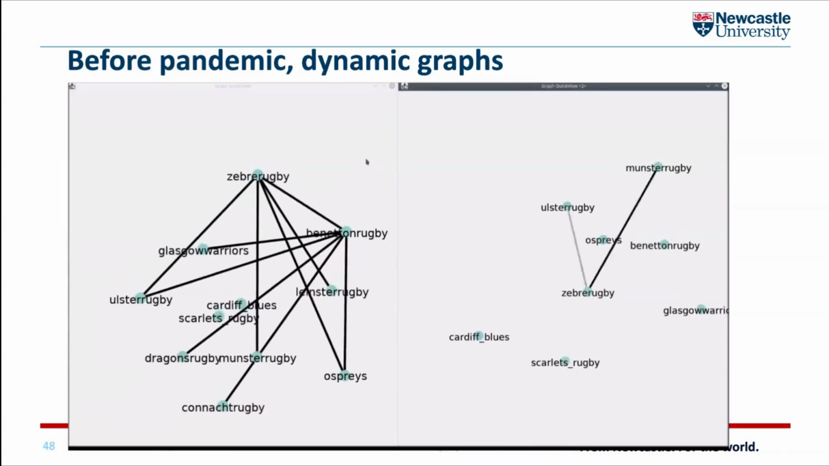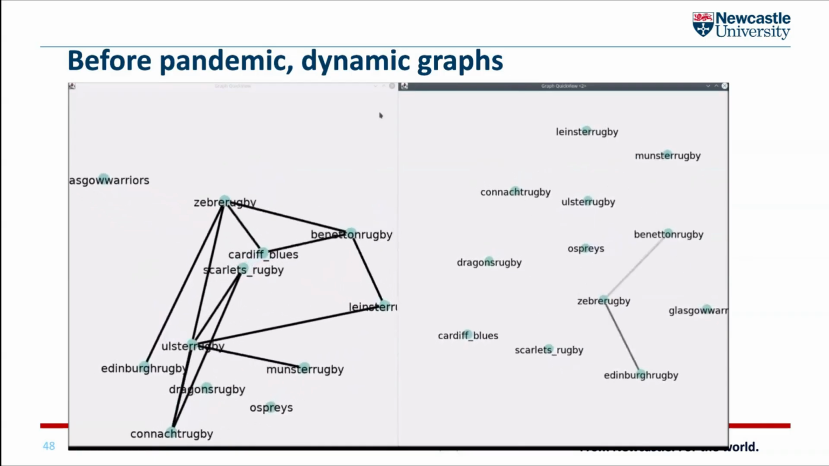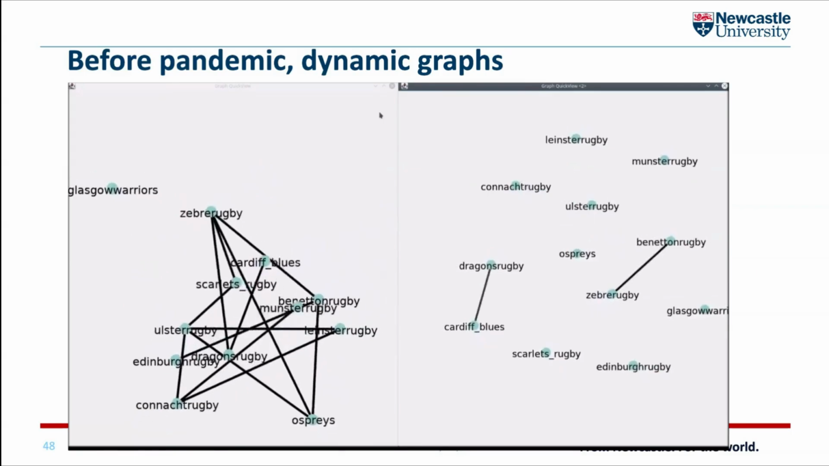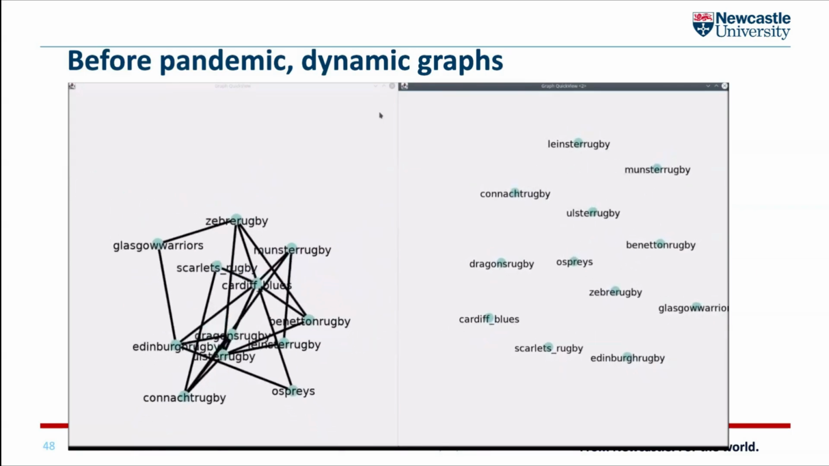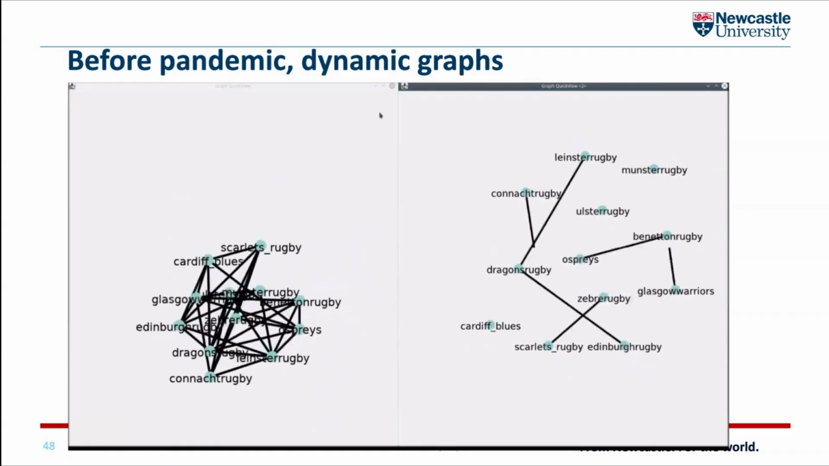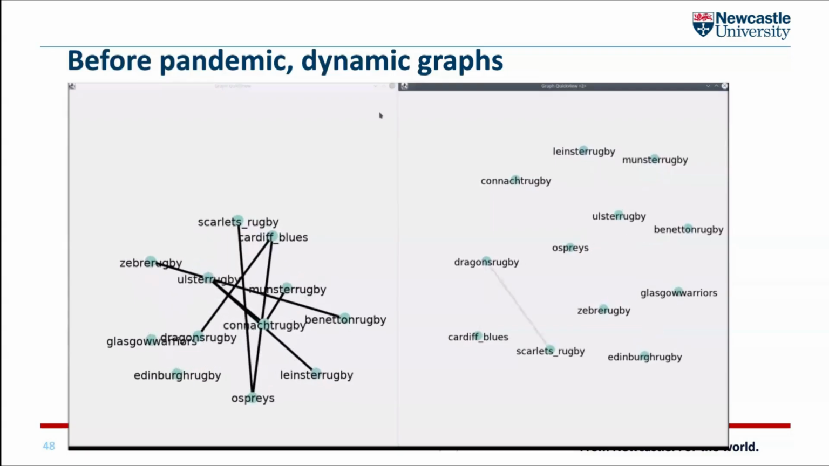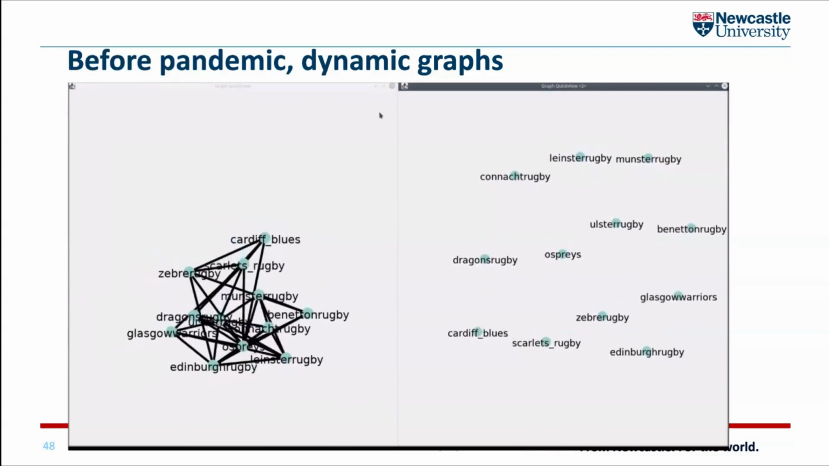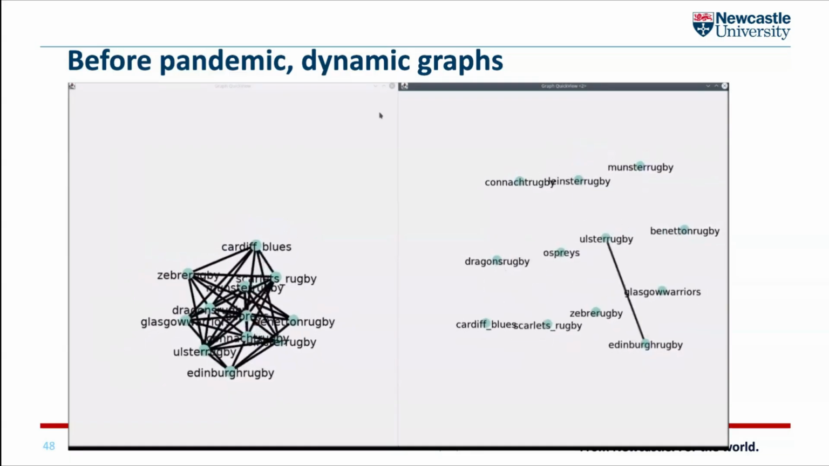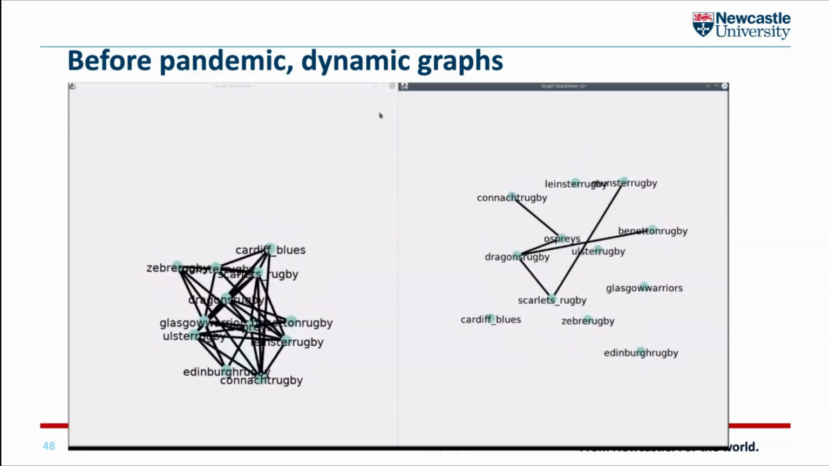So before the pandemic, I was a graph drawing person, and I used to draw things like this, social networks. So in this particular case, we have tweets, and an edge appears if there's a mention of another Twitter account. And this is about rugby in the Guinness Pro 12. And we have a little bit of an idea of how these sorts of co-mentions evolve over time.